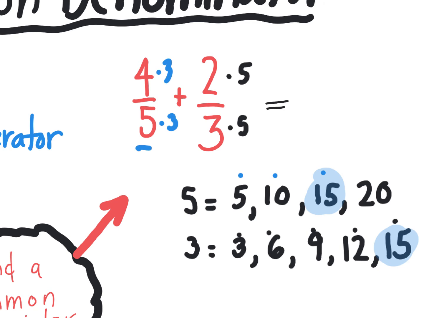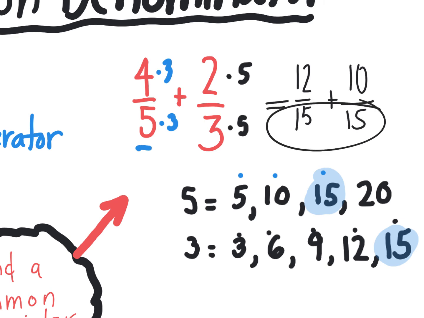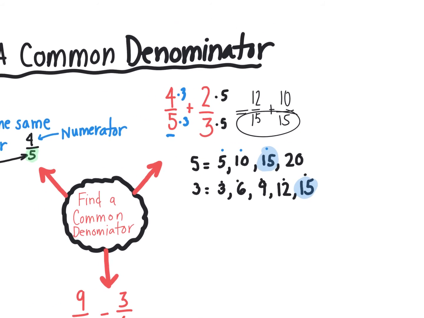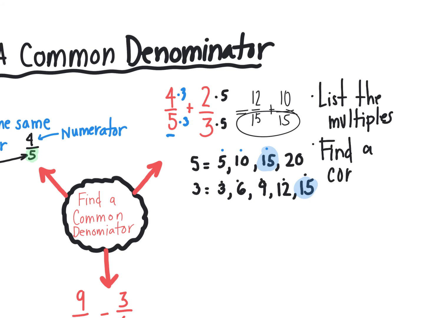So my new answer is 12 over 15 plus 10 over 15. Now we have what we call a common denominator. So in order to find a common denominator, we have to list the multiples, and then we write this down. It'll help you, I promise, for your formative quick check.